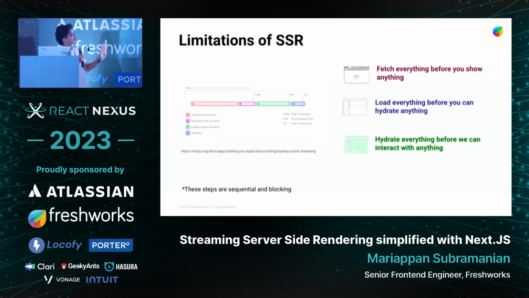If I narrow it down, the actual problem is this. You have to fetch all the data before you can show anything on the screen. You have to load everything before you can hydrate anything. And you have to hydrate everything before you can actually interact with anything. So the actual issue here is the word everything. I can't do anything in parallel. These are highly sequential and blocking. Consider a heavy, data-intensive application. This is going to be a concern. So how do we solve this?